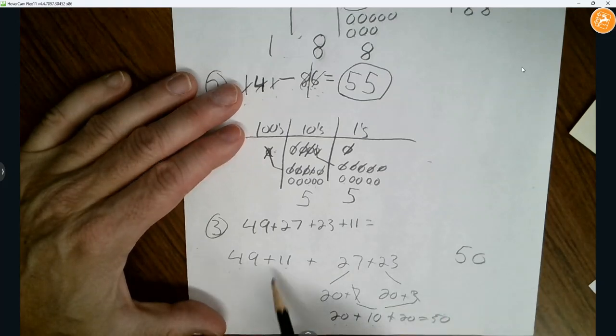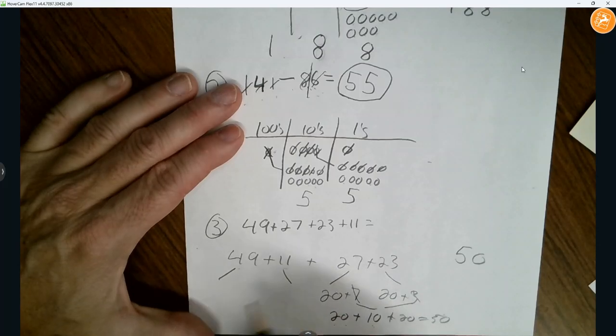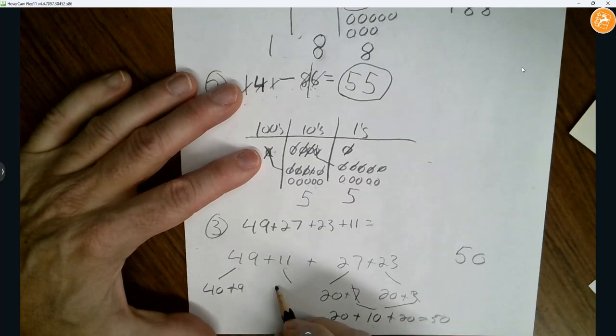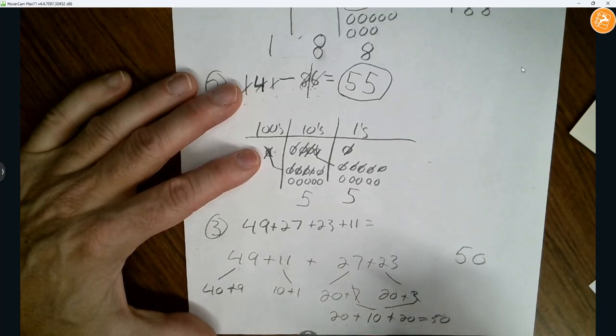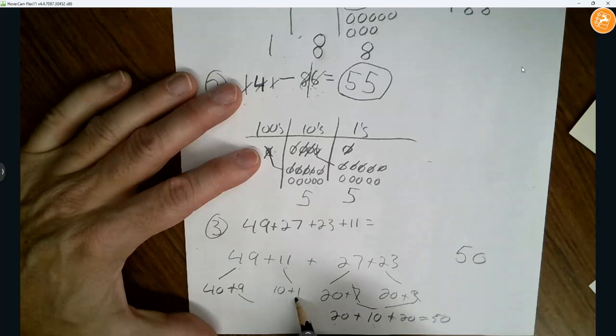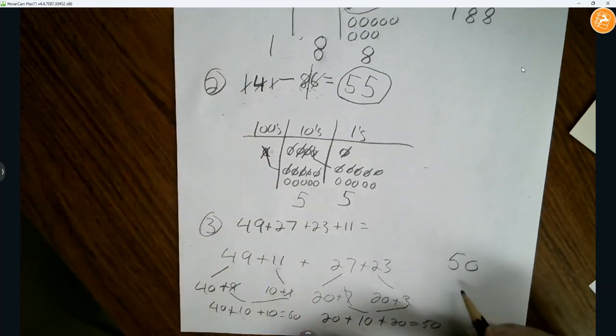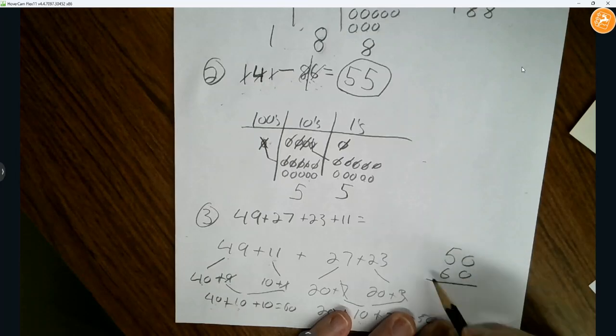Now we need to add 49 plus 11. Well, let's pull out of here again. So we have 40 plus 9, because we break that down, and we have 10 plus 1. So I want to take this 9 and this 1 to make a 10, right? Because 9 plus 1 is 10. Get rid of that, get rid of that. So now we have 40 plus 10 plus 10. So 40 plus 10 is what? 40 plus 10 is 50. 50 plus 10 is what? 50 plus 10 equals 60. So put that 60 over here.